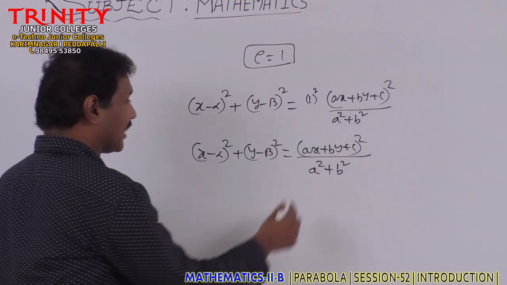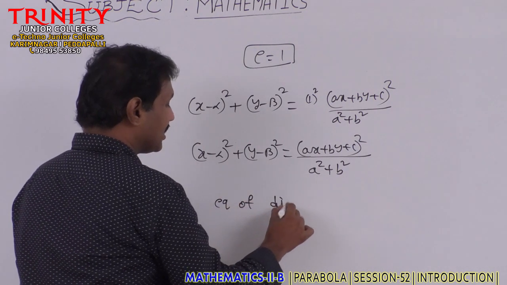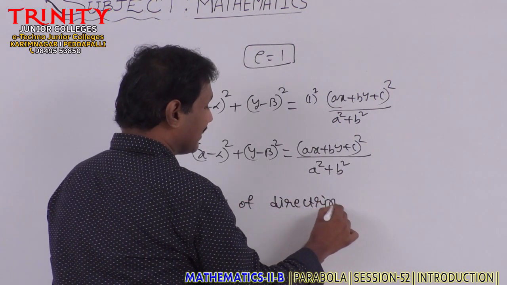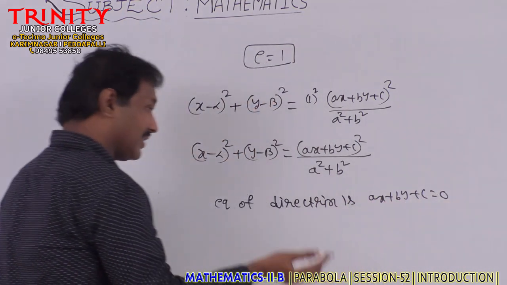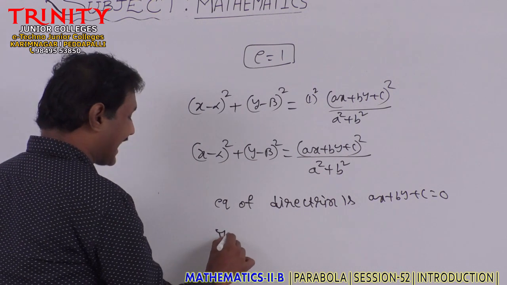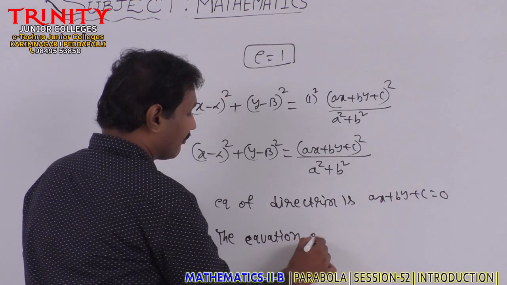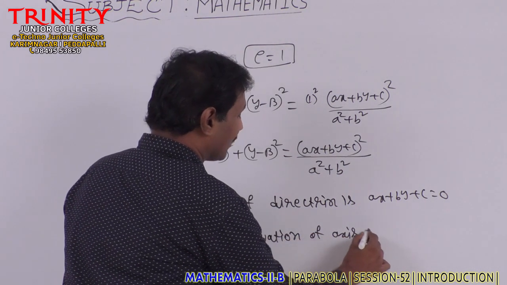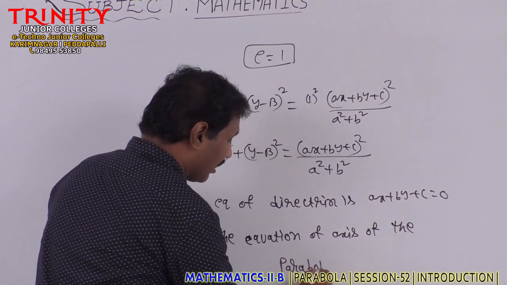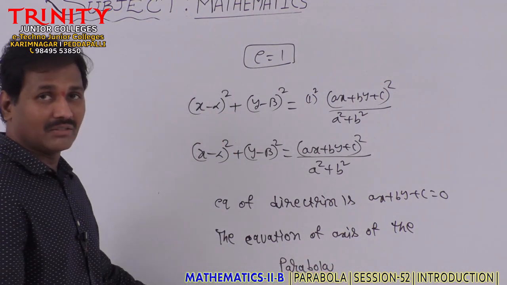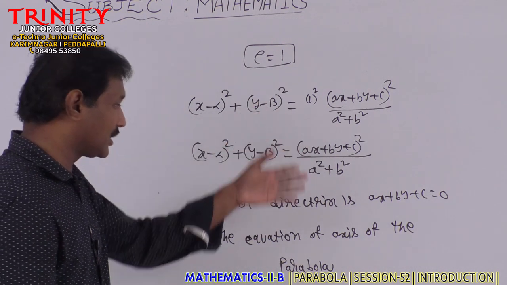Here the equation of the directrix is ax + by + c = 0. Therefore, the equation of the axis of the parabola is, as we already discussed, we know that the axis of the parabola is nothing but the line that passes through the focus and is perpendicular to the directrix.